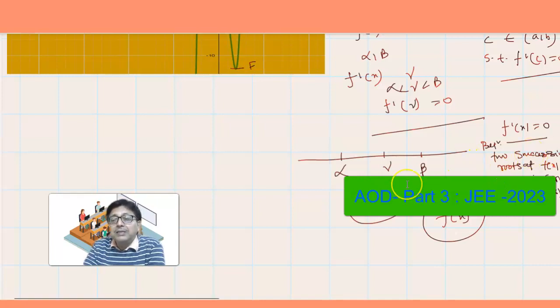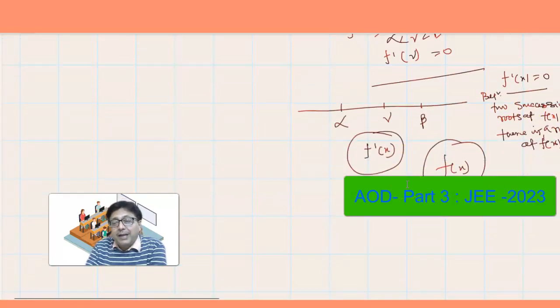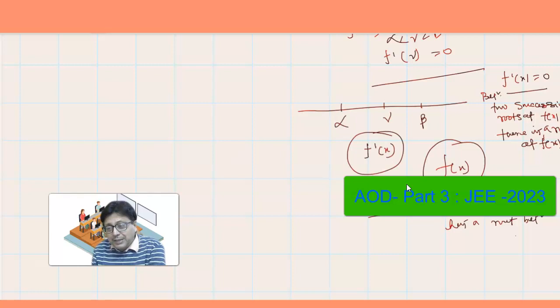Let us see how this concept can be applied to this equation. Suppose the question arises in this manner: show that the equation sin x minus x cos x equal to 0 has a root between 0 and 2 pi.